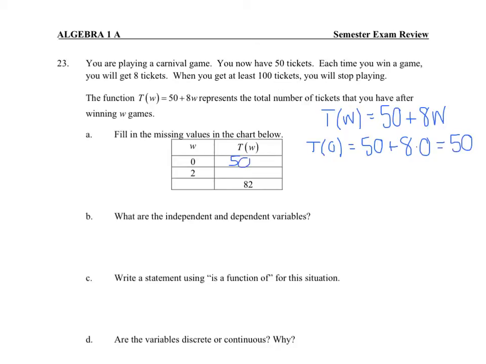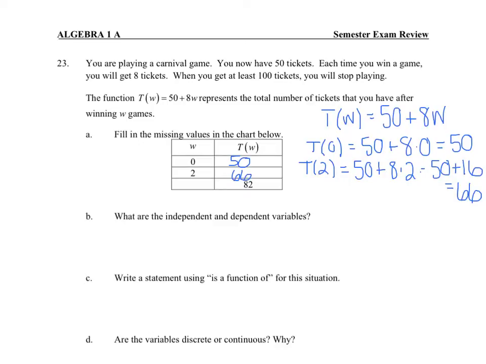So I can fill in the first one with 50. The next one, w, is 2. So 2 goes in the place of w, and everywhere in the function we see w, we replace it with 2. So 50 plus 8 times 2 is going to be 50 plus 16, and that's going to give us 66. So I can fill in 66.